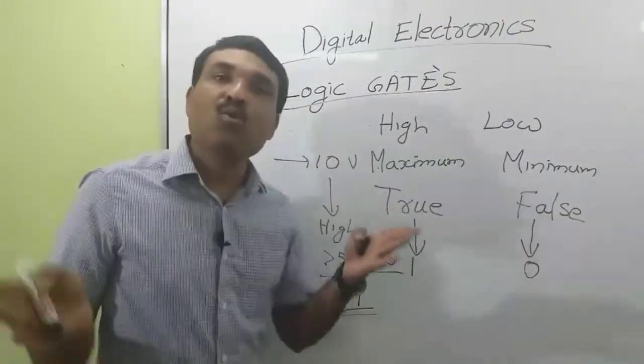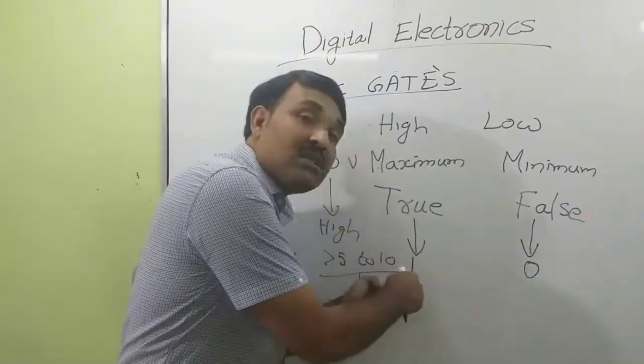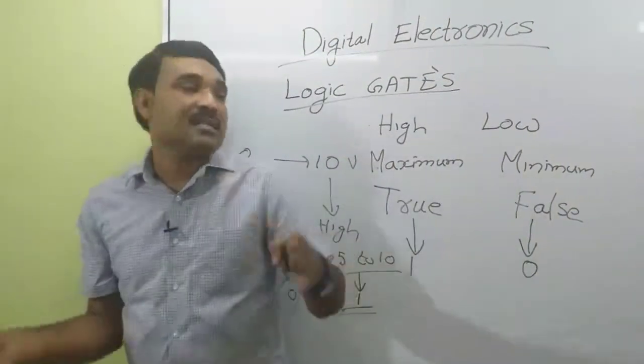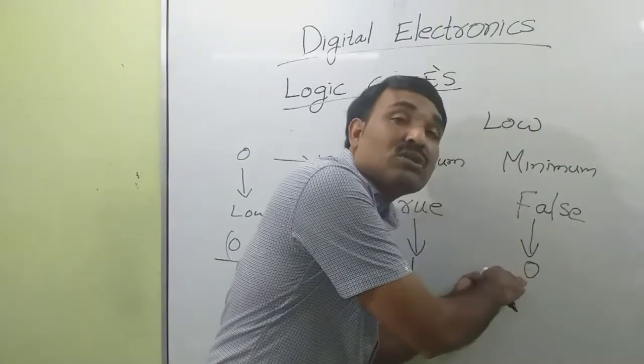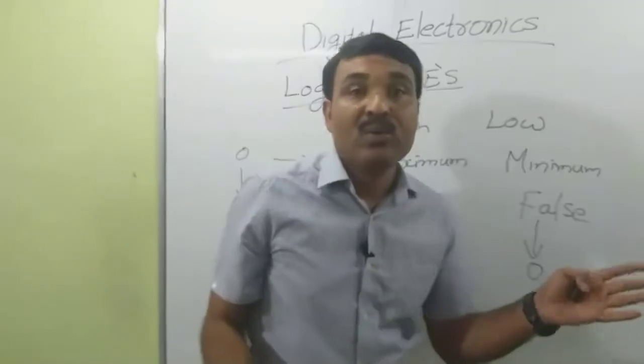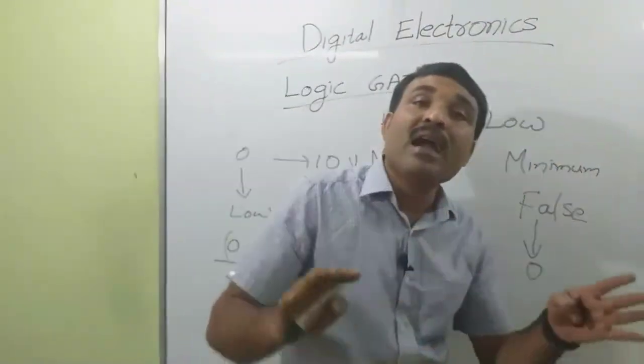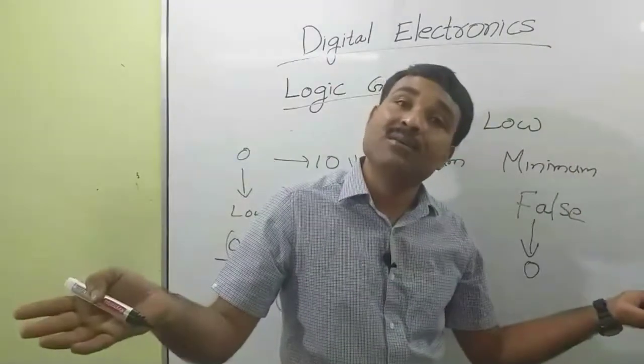Suppose there is a true or false statement. If the statement is true, then it will correspond to logic 1. If the statement is false, then this will correspond to logic 0. Then we have maximum and minimum value. A maximum value corresponds to logic 1 and a minimum value corresponds to logic 0.